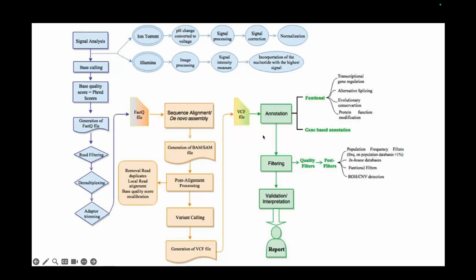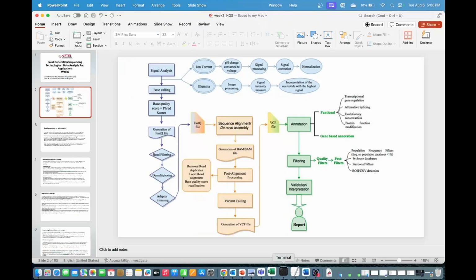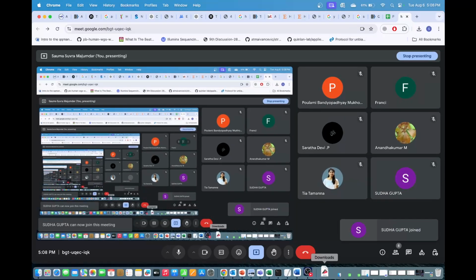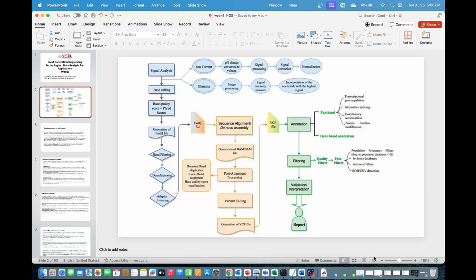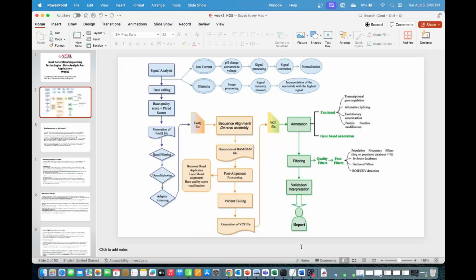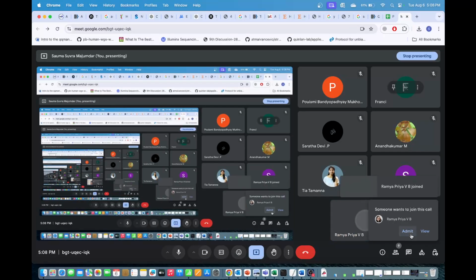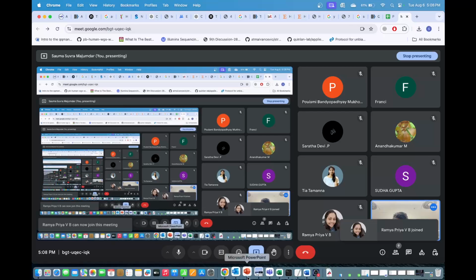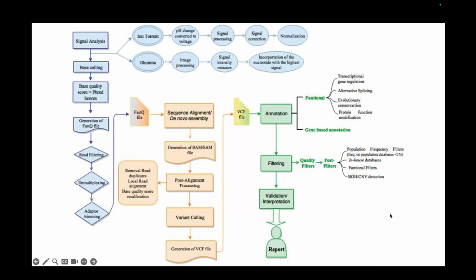Now, in this annotation part, there are different kinds of annotation you can do. As I said, you can do gene-based annotation. So a particular gene might have multiple variants, and depending on the number of variants on a gene, a person might be prone to a particular disease or anything else of that sort.